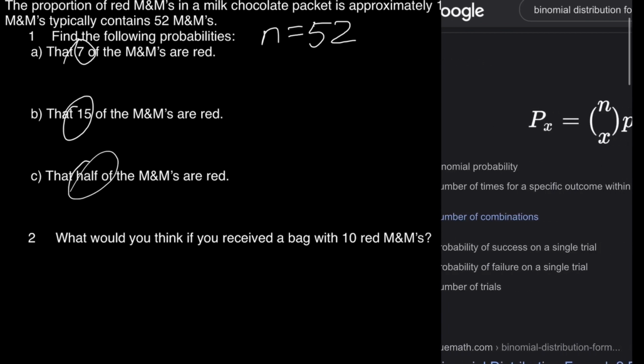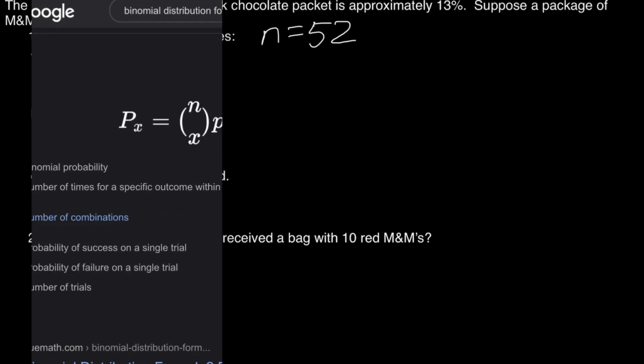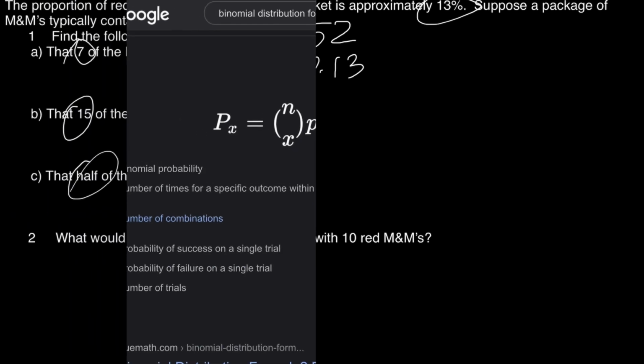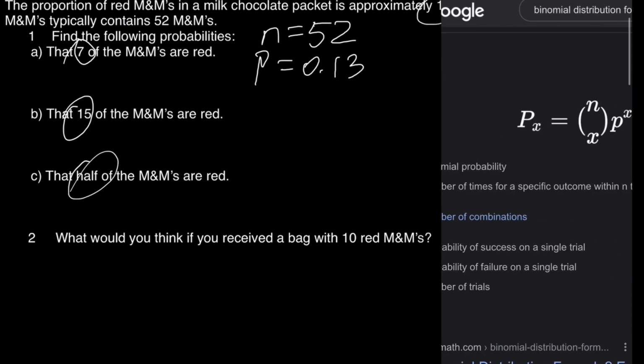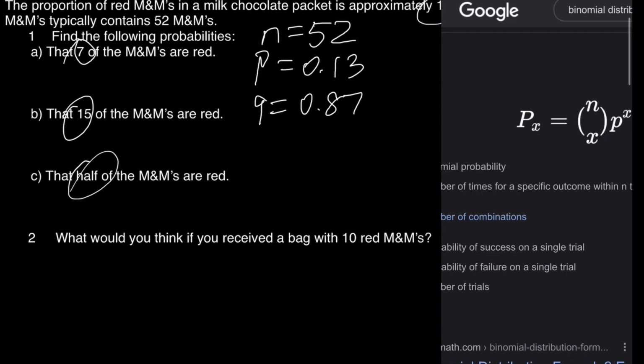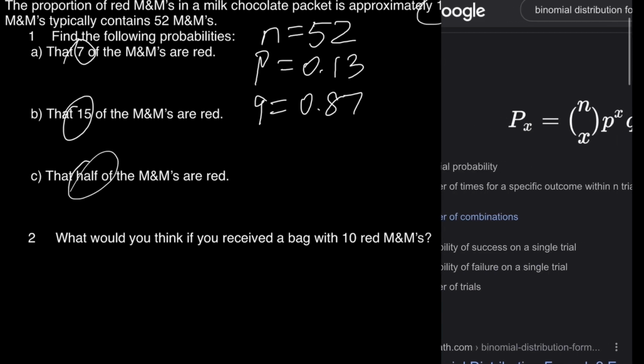P is the probability of success. The definition of success we have here is getting a red M&M, so 13%. P would be 0.13. Q is the probability of failure, and Q and P must add up to 1, so Q is 0.87. And N minus X is just 52 minus whatever number we have here. Pretty straightforward. Now we can just apply the formula.